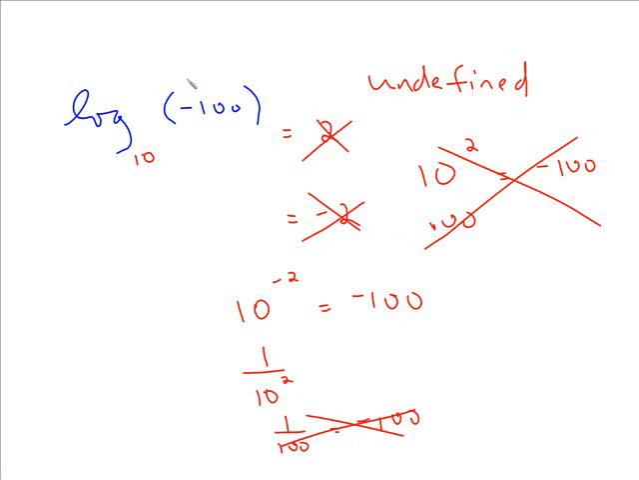Okay? That's why the result cannot be negative, because there's no exponent that's going to be able to give you a negative value right here. Okay, that's why it's considered undefined when the result right here is negative. Okay.